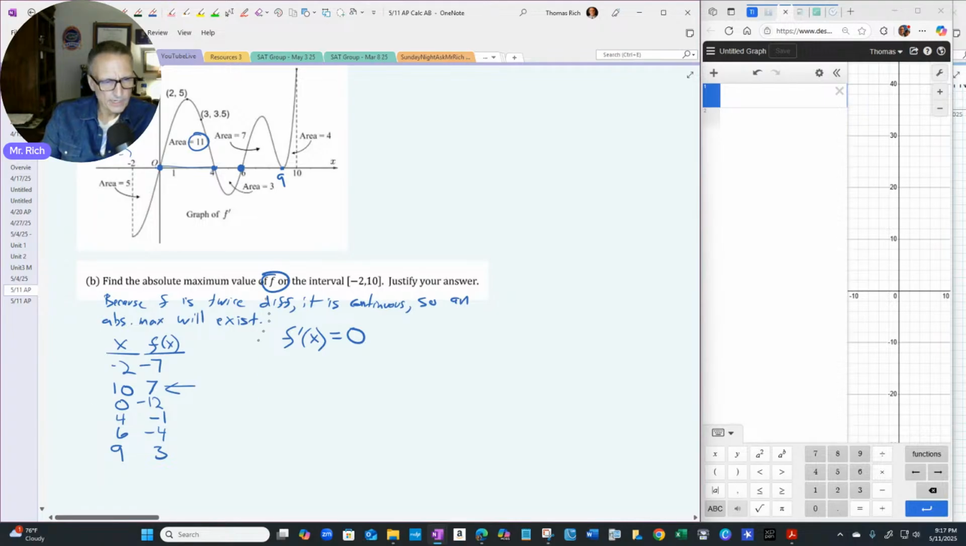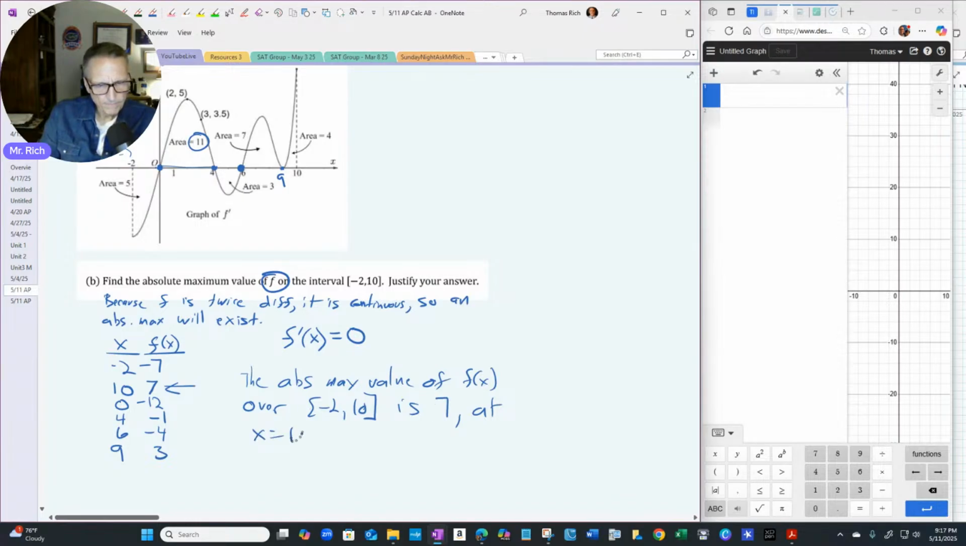So we can say here conclusively that the absolute maximum value of f of x over the interval -2 to 10 is 7 at x equals 10. Okay, students? All right, there we go. Let's move on.